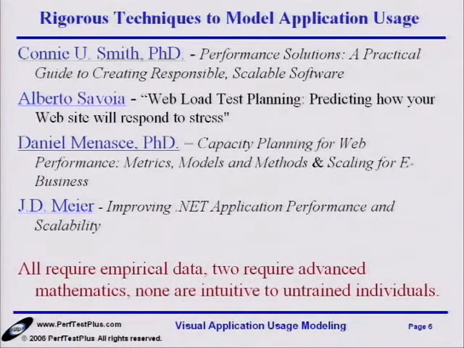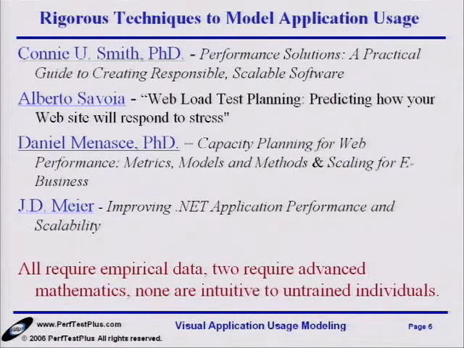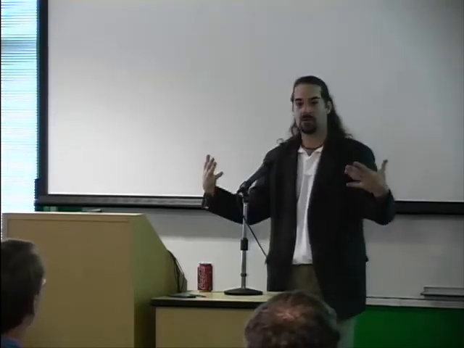Daniel Menasce is a professor at George Mason, and does very mathematical modeling, mostly for capacity planning. Again, fantastically accurate. I've managed to read his books. Even after four semesters of calculus, I don't understand all of his algorithms, which makes their field application very challenging. J.D. Meier works for Microsoft. He wrote a book, Improving .NET Application Performance and Scalability. It is probably the best blend of these things, but he still relies on empirical data and betas, and he doesn't use pictures. So all of these methods require empirical data. Two of them require advanced mathematics and statistics, and none of them are intuitive to a business analyst or a non-technical stakeholder or a user. So none of these are models that we can show to the whole team to gather input and communicate.